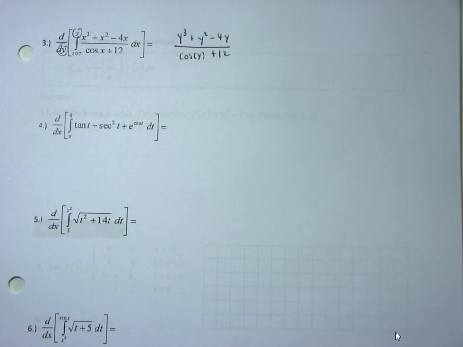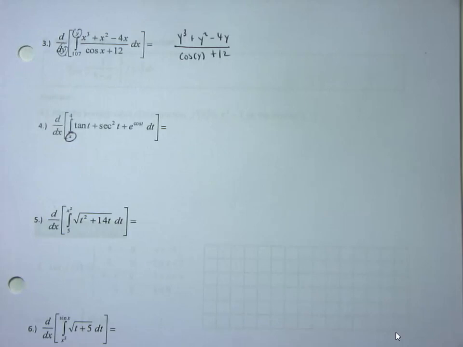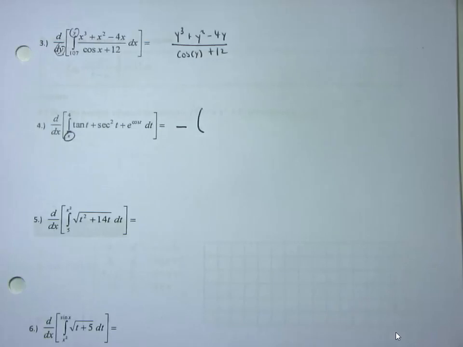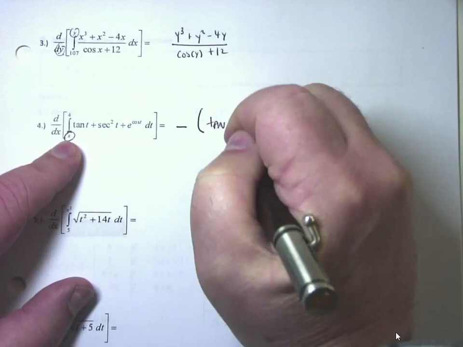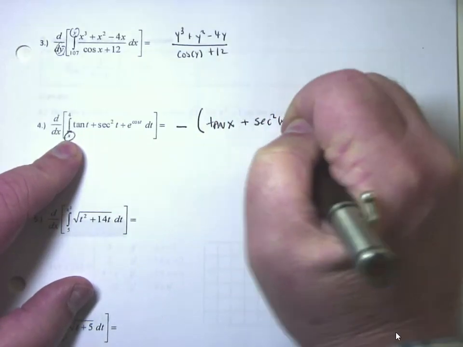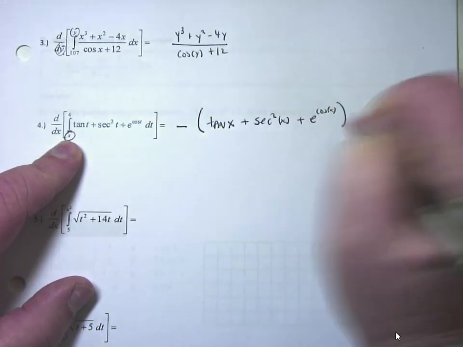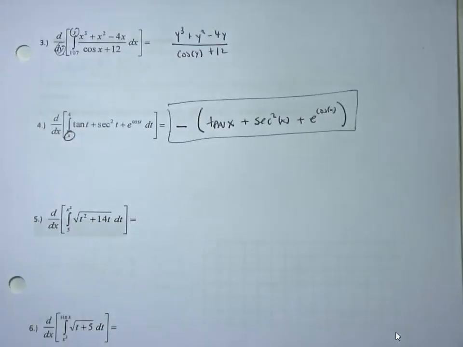They cancel. The big deal on this one is the variable is on the bottom. And because the variable is on the bottom, what's the big deal? Minus, parentheses, minus the entire function. And the function is going to be the tangent evaluated at that variable x plus secant squared evaluated at that variable x plus e to the cosine of x. That's it. No plus C's, no anything like that, no bounds, just the function itself.